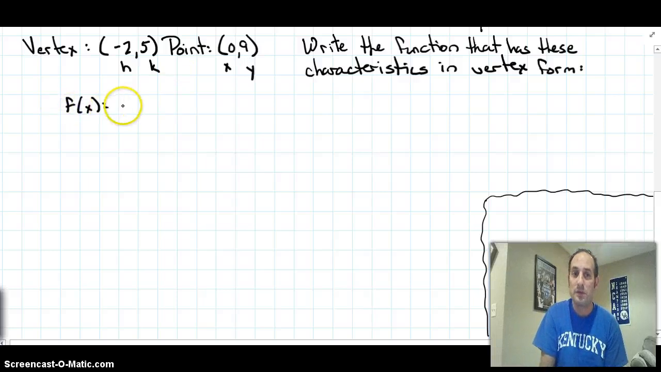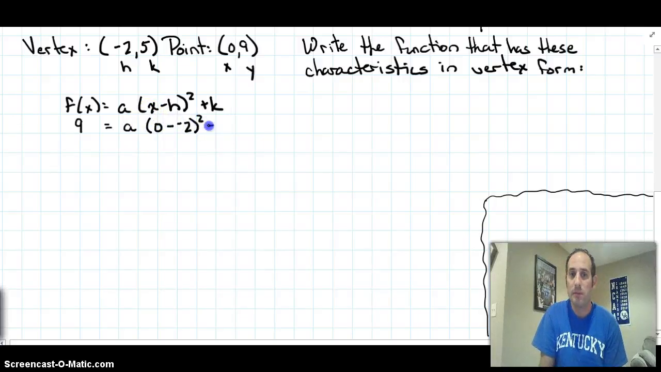F of x equals a, x minus h squared plus k. So let's go ahead and put it in. F of x, which we're going to take the place of y, is 9. A, don't know. That's going to be the last thing we find again. X is 0 in this case, minus a -2. Then plus 5 at the end.